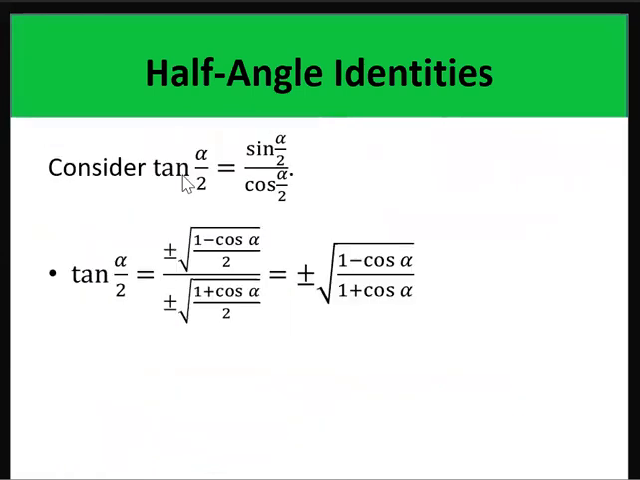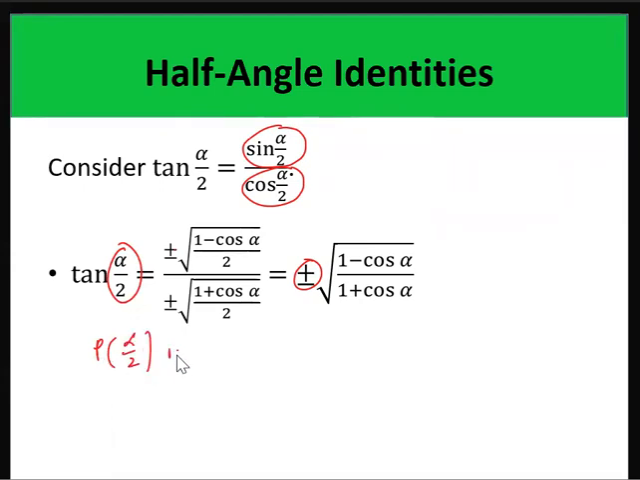Now, for tangent of alpha over 2, we can make use of the ratio identity. We know that tangent is sine over cosine. So if we are going to use sine alpha over 2 over cosine alpha over 2, replacing these by the respective half angle identities, we get the following expression. It's positive or negative the square root of 1 minus cosine of alpha over 1 plus cosine of alpha. And then again, the plus or minus sign will depend on the terminal point of alpha over 2.